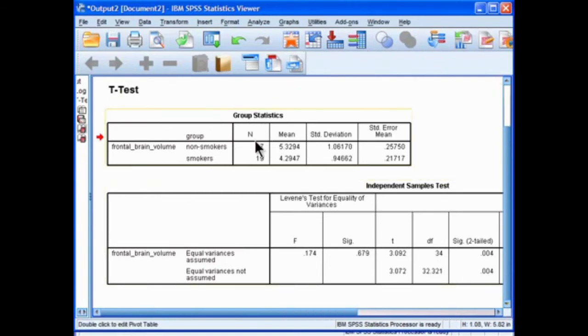In this box, we can see the frontal brain volume and the group of smokers and non-smokers. Sample size for non-smokers is 17 and 19 for smokers. We've got the mean of the frontal brain volume here too. Non-smokers have a mean of frontal brain volume of 5.3294, while smokers have a volume of 4.2947.